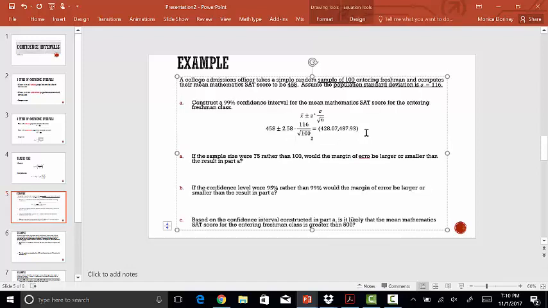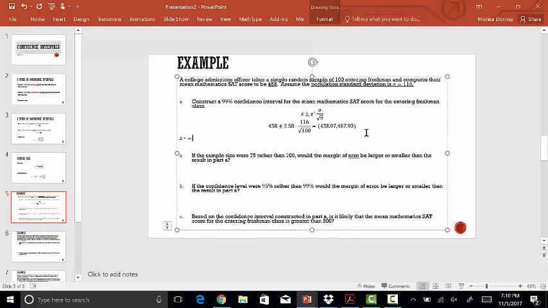Now, going back to that whole z star issue, if I want to find z star in the calculator, all I have to do is simply type inverse norm, and I'm going to do 1 minus 0.99 over 2, comma 0, comma 1. And that's what I'm typing into my calculator for inverse norm. Basically that's giving you the area under the curve for a 99% confidence interval.